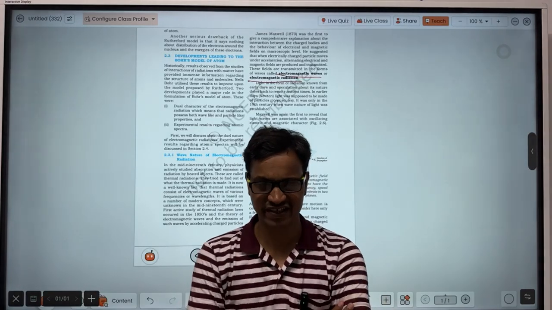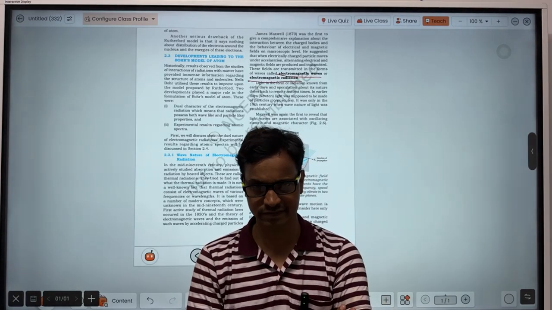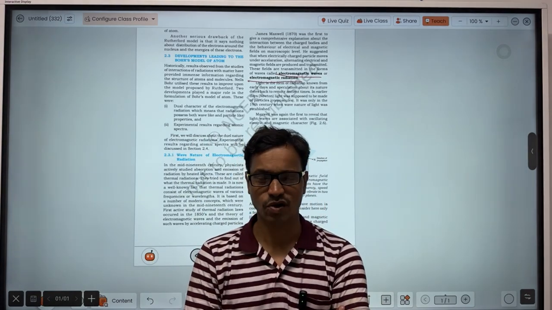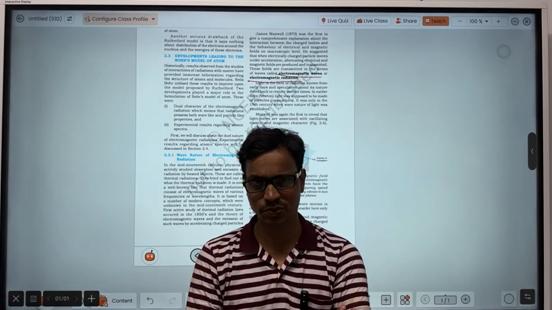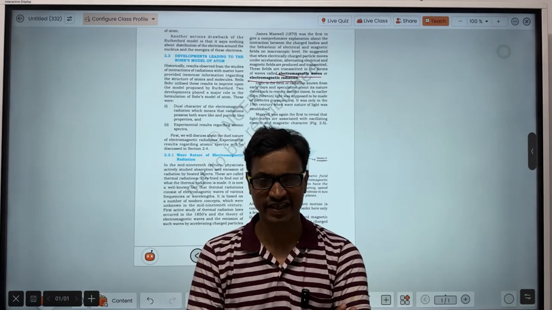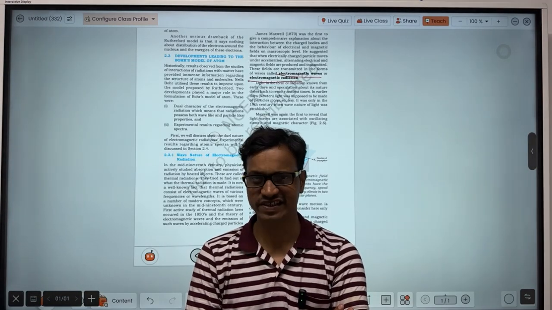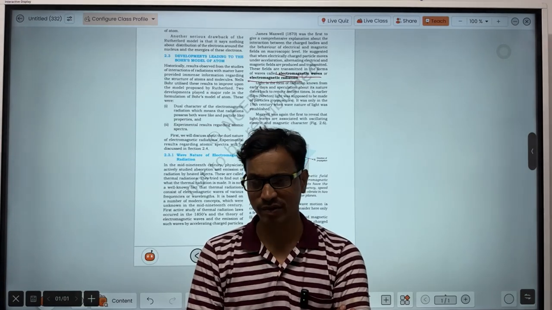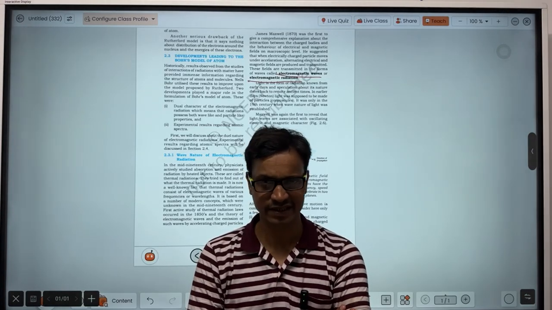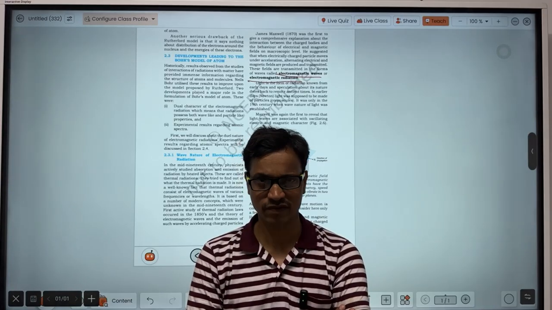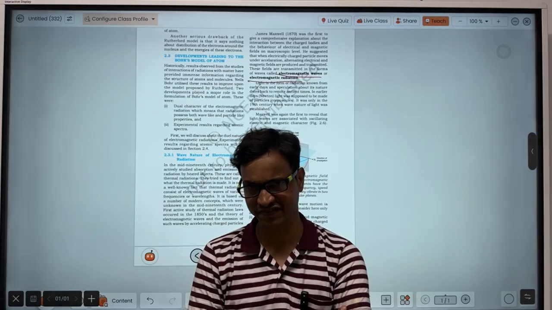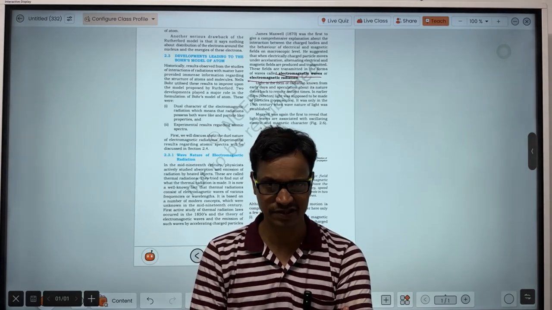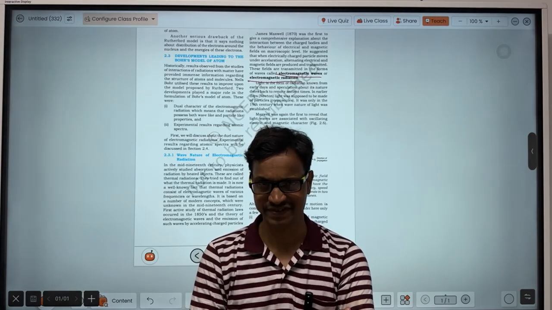When the electric field and the magnetic field both oscillate perpendicular to each other, then perpendicular to both of them, that is, the direction of oscillation of the electric field and the magnetic field, a new wave originates, that is called an electromagnetic wave.